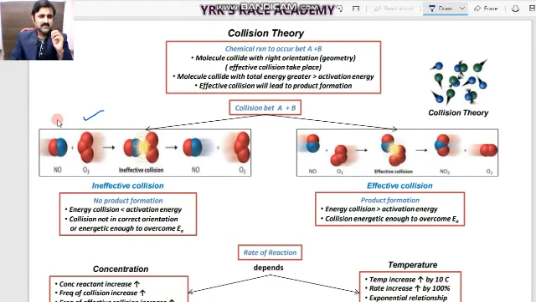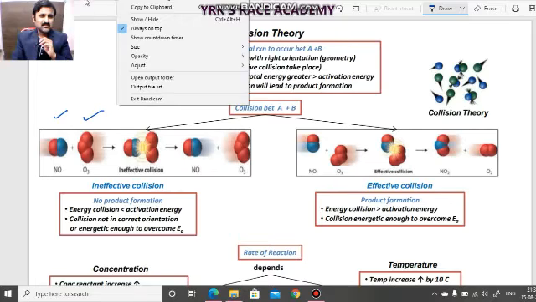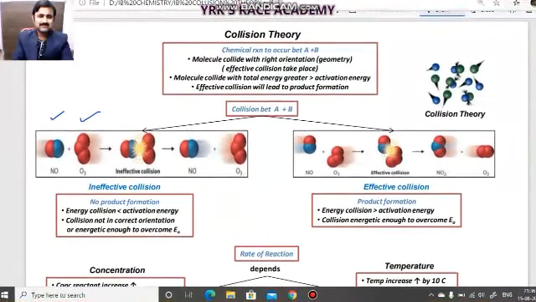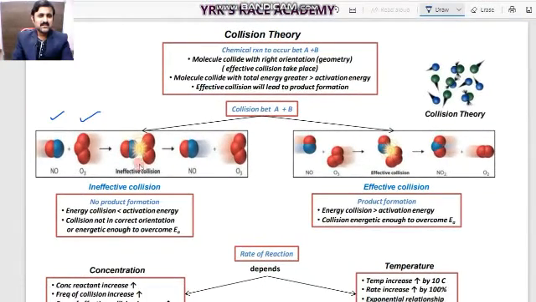Here nitrogen and oxygen are colliding. This is shown as an ineffective collision, that is, it's not giving product. That means nitrogen and ozone here, no such thing. See how they are colliding with each other. Let us observe the ineffective collision.